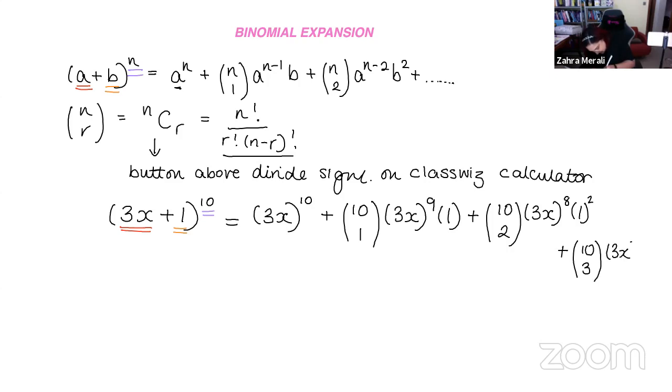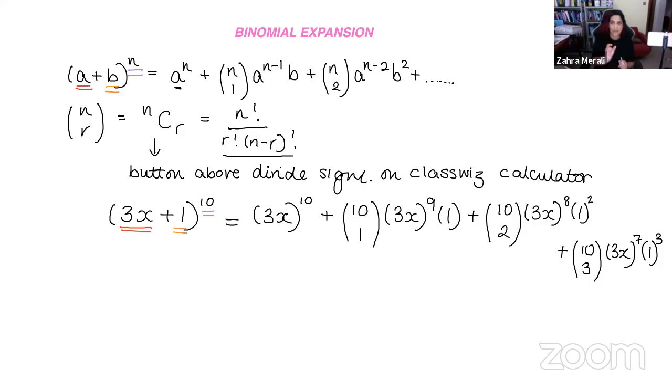3x. Can you see this was n minus 2? Now we're going to do n minus 3. So 10 minus 3 to give you 7, and that would be 1 cubed. Okay, so that's going in descending order.